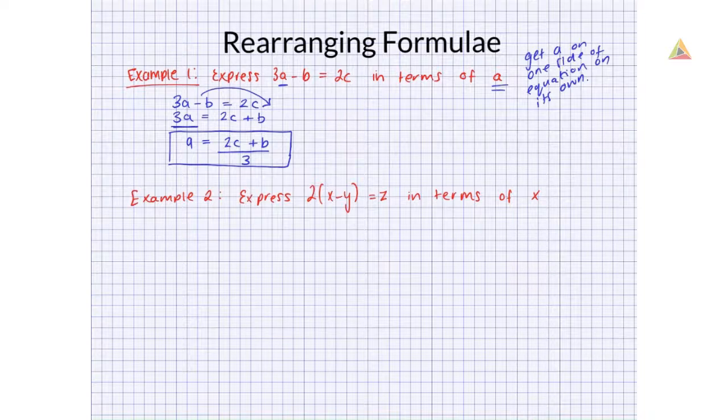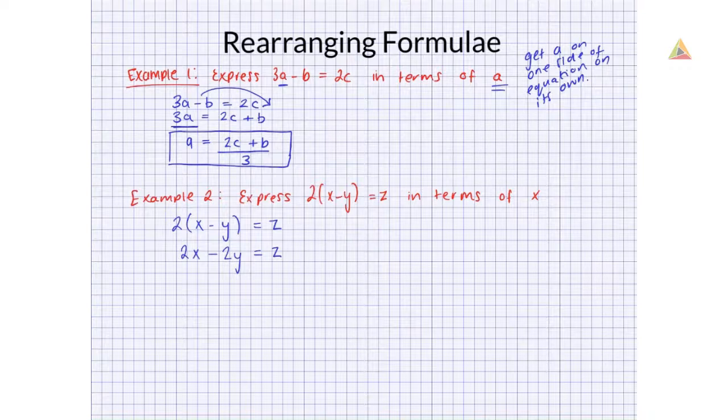So what we need to do first of all is get rid of the brackets. So we're going to multiply out the brackets here. So we have 2x minus y is equal to z. So 2 by x gives you 2x, 2 by minus y gives you minus 2y is equal to z.